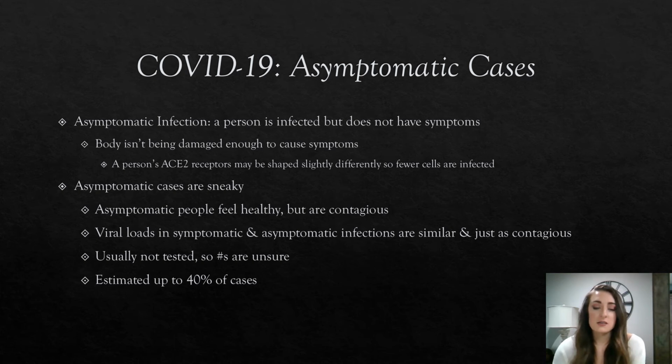So asymptomatic cases are sneaky because an asymptomatic person is just as contagious as a symptomatic person because they have just as many viruses in their body. But this person feels perfectly fine. So they go about life like normal, and they usually don't get tested unless they know that they've been in contact with someone with COVID. Because they normally aren't tested, we can't be exactly sure of the numbers, but asymptomatic cases are expected to be up to 40% of cases. Again, this is why it's so important to wear a mask and social distance even if you feel fine. And again, I go over masks and social distancing in the next video.